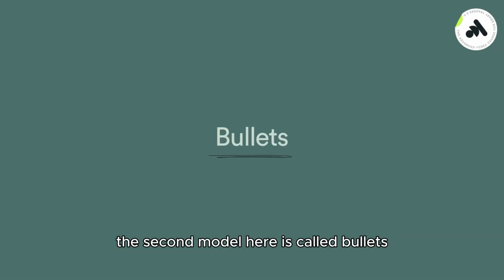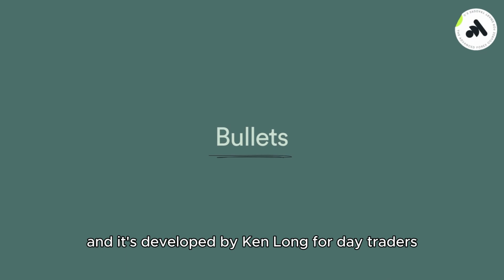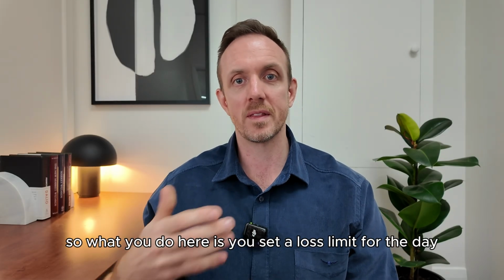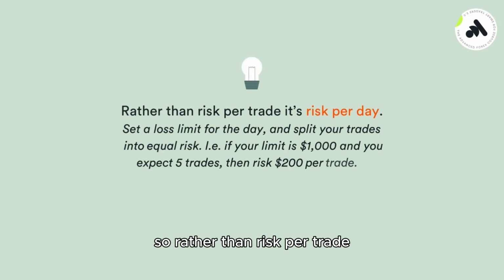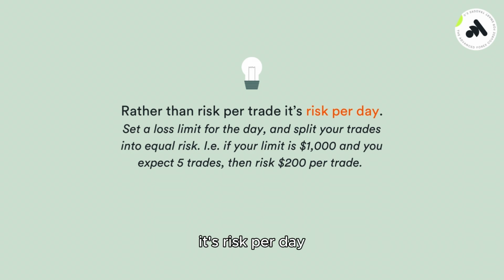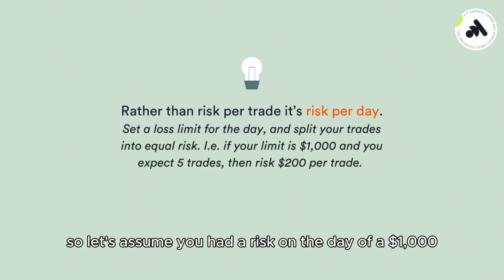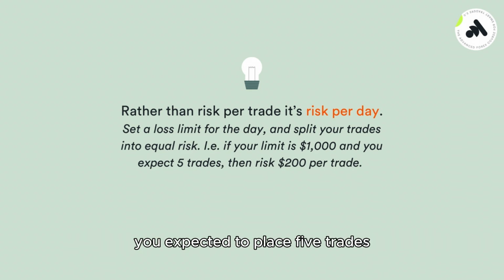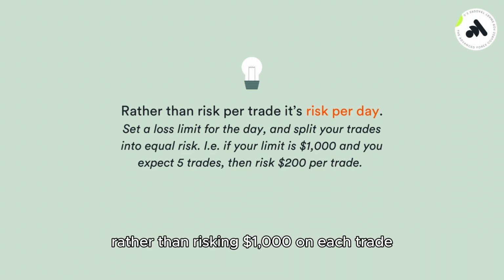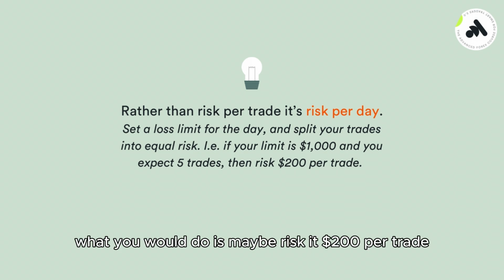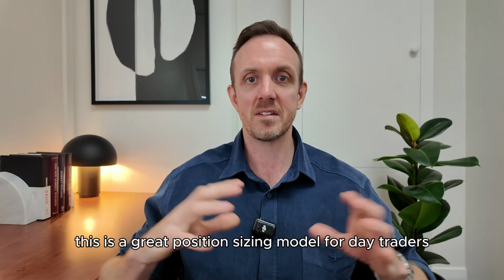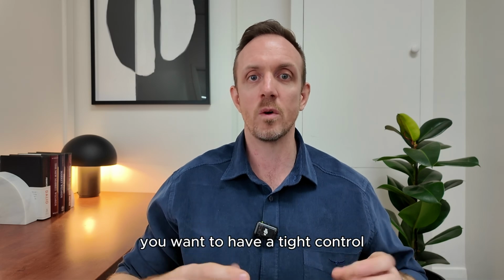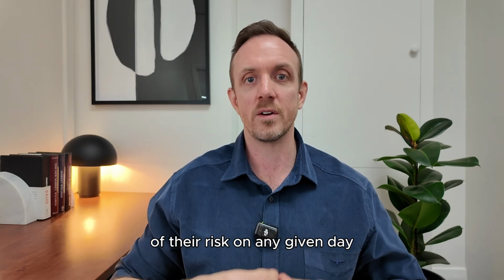The second model here is called Bullets, and it's developed by Ken Long for day traders. So what you do here is you set a loss limit for the day, and then you split your risk into different bullets. So rather than risk per trade, it's risk per day. So let's assume you had a risk on the day of $1,000. You expected to place 5 trades. Rather than risking $1,000 on each trade, what you would do is maybe risk it at $200 per trade. So you're firing, say, 5 bullets at $200 per trade. So this is a great position sizing model for day traders who want to have a tight control of their risk on any given day.